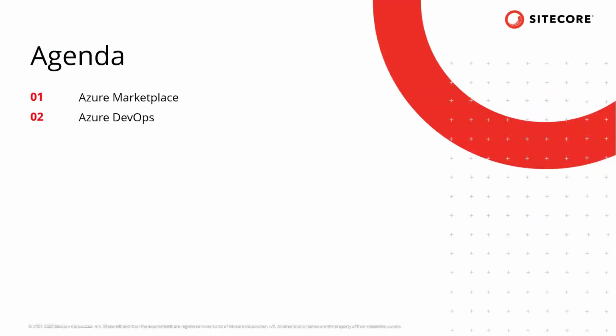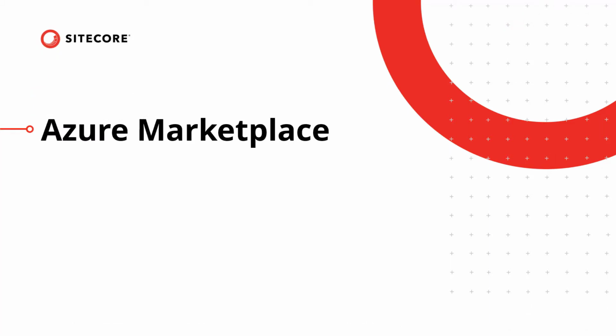I'm going to break this down into two sections. We're going to take a look at the Azure Marketplace first, and then we're going to take a look at Azure DevOps afterwards. The Azure Marketplace is the simplest way today for you to stand up a Sitecore Experience Commerce architecture. You can use the GUI provided there to stand up a complete commerce architecture ready for you to deploy your custom implementation out to. So let's take a look at how easy that is.